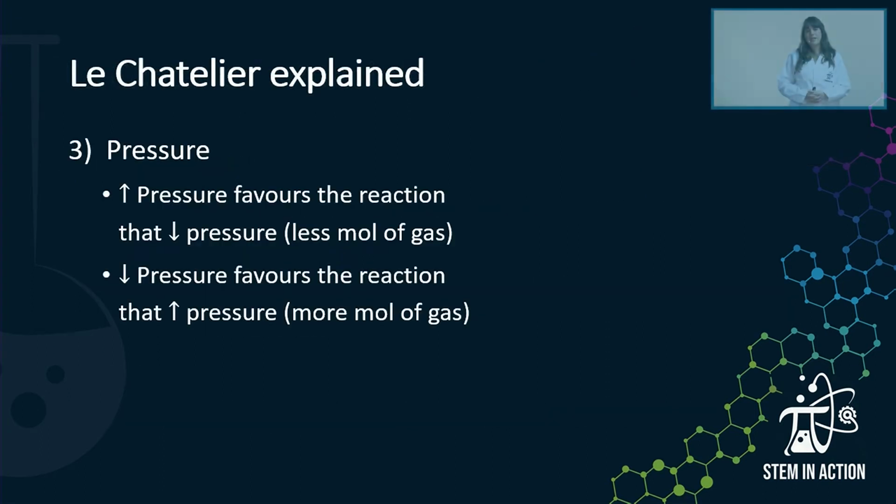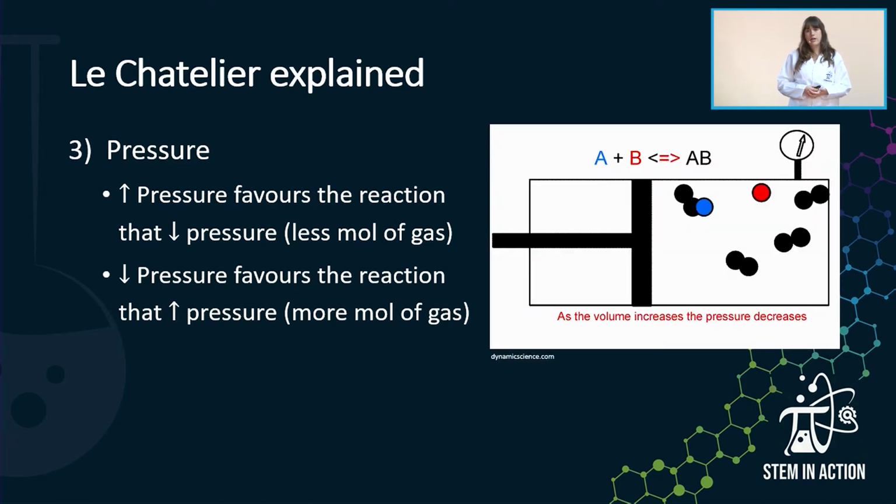The third factor that can affect equilibrium is pressure. If we increase the pressure, it will favor the reaction that will decrease the pressure on the system. This is the reaction that produces the least number of moles of gas. On the other hand, if we decrease the pressure, the reaction that increases the pressure on the system would be favored. That's the reaction that produces more moles of gas.